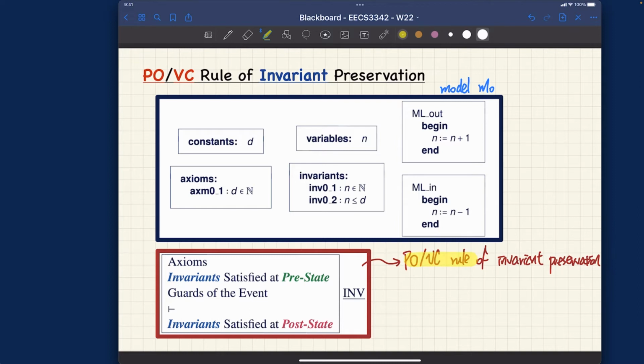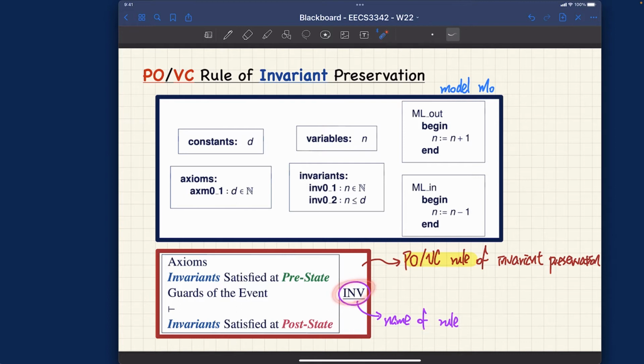First of all, this part over here is about the invariant, INV. This is the name of the rule. Later on, we're going to see other different kinds of rules, for example deadlock freedom, so we're going to see a different name. But for now, INV will stand for invariant preservation.